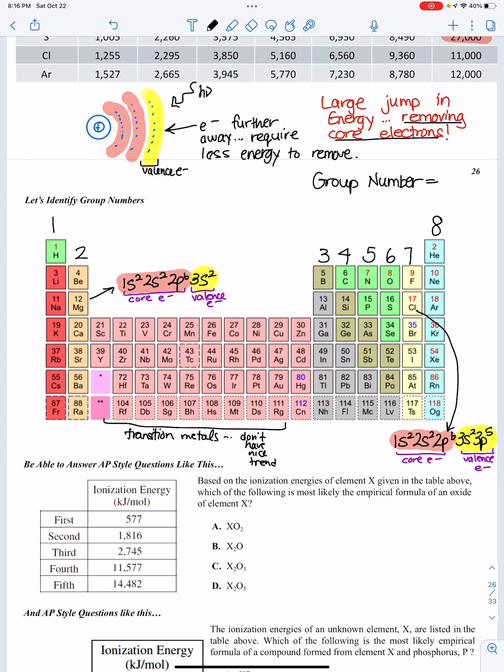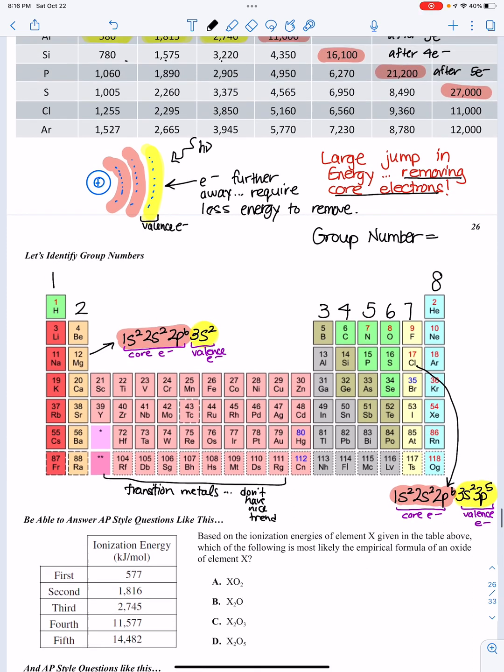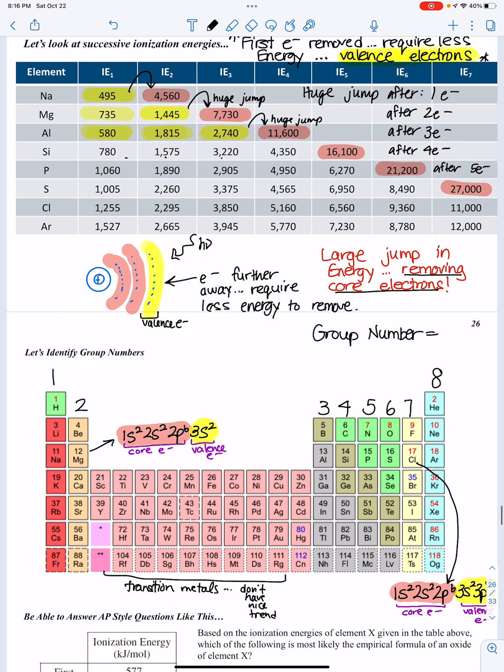I've seen this order before. Let's look back up at sodium. There's a huge jump after 1 electron. Sodium's in group 1. For magnesium, there's a huge jump in energy after a 2nd electron. Magnesium is in group 2. Do you see what I'm getting at here?